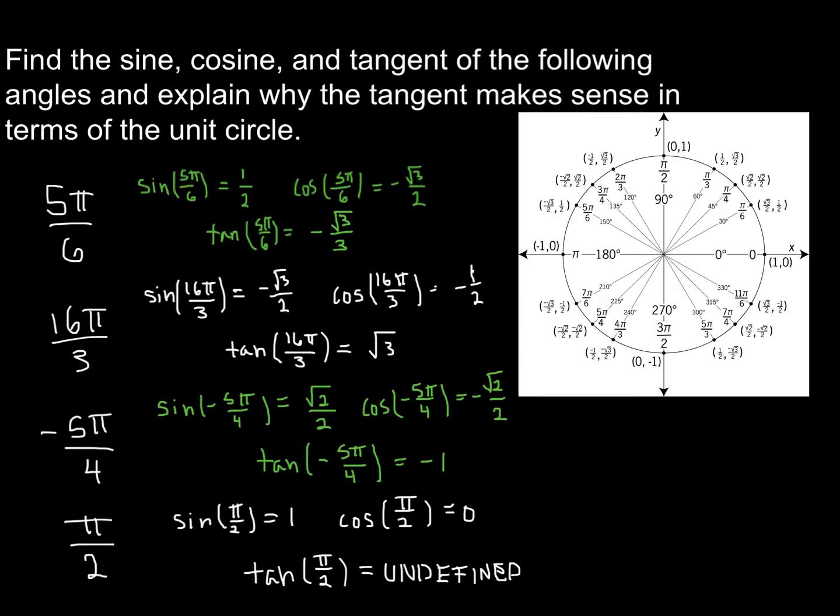Finally, for pi over 2, the tangent is the slope of this line, and so it is the rise over the run. In other words, it is 1 divided by 0, which is, of course, undefined. It is impossible for you to tell me the slope of this line because there is no x direction component, and so you can't tell me how much it's rising every 1 unit that it runs.